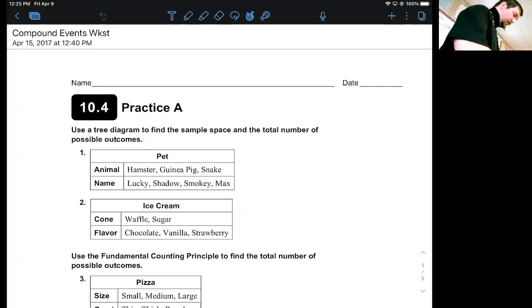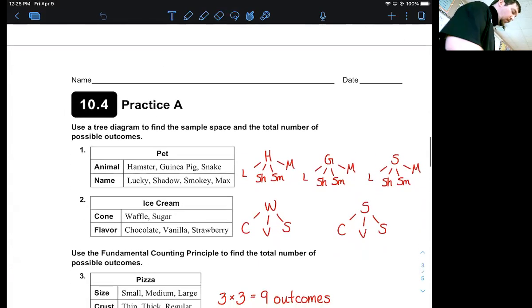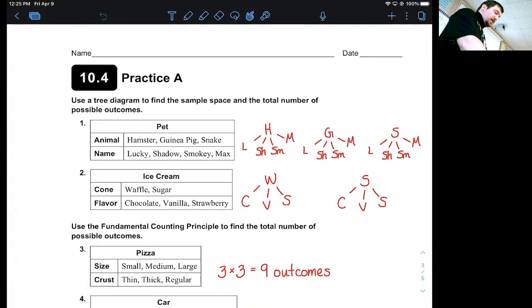All right, so let's go over the first page of the worksheet, which is the side that said 10.4 on it. I know we did number 1 together. Your tree diagram for number 2 should look like this, where you've got waffle cone, and then off of waffle cone, you've got your chocolate, vanilla, and strawberry options. And then off of the sugar cone, you've got your chocolate, vanilla, and strawberry options. How many is that in total?